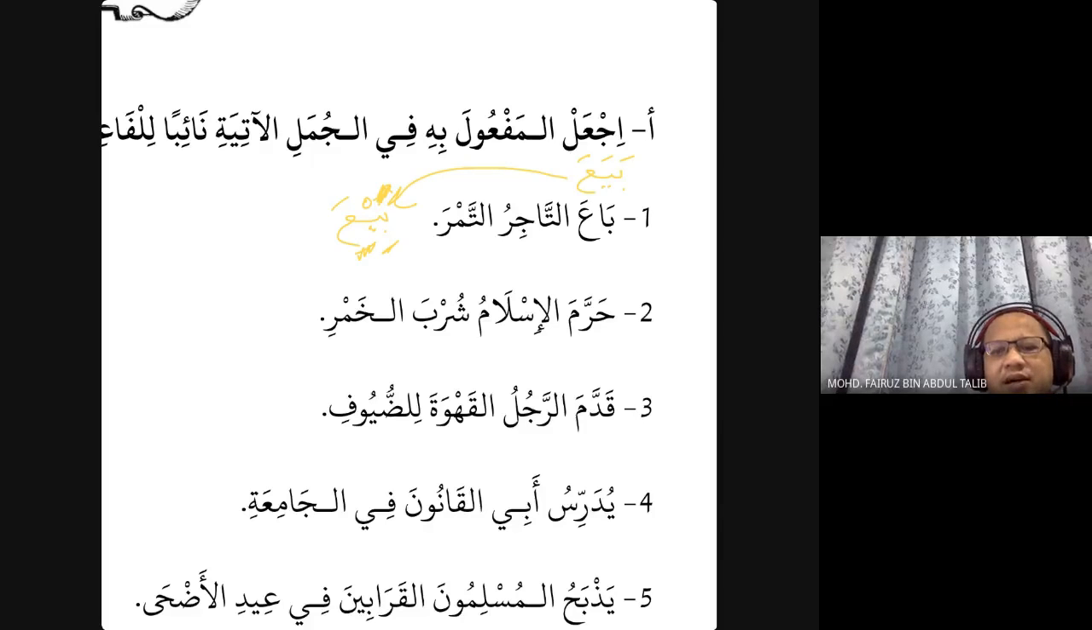So that is the fi'l mabni li al majhul for the word ba'a. For this kind of verb, it is good if you can just memorize it. Ba'a, biya. Ba'a, biya. Okay, that is the first thing. We have identified the fi'l mabni lil majhul.